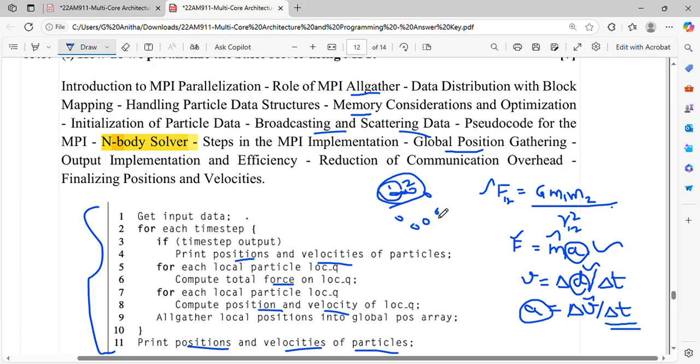After calculating like this for all the atoms, the results are gathered into a global position array, where we store all the positions and velocities of the different particles or atoms. Then we print the global positions and velocities of those particles. This is how the N-body solver program is computed using multiprocessing. The workload is shared between the processors and computed.